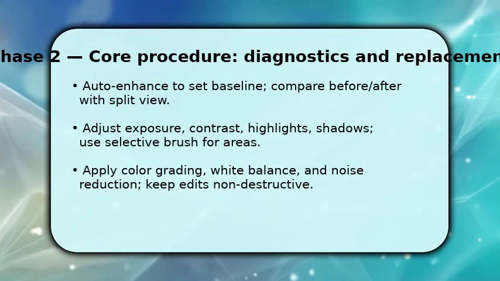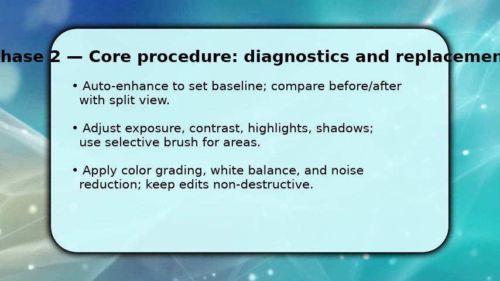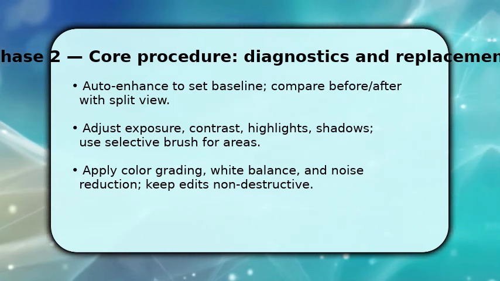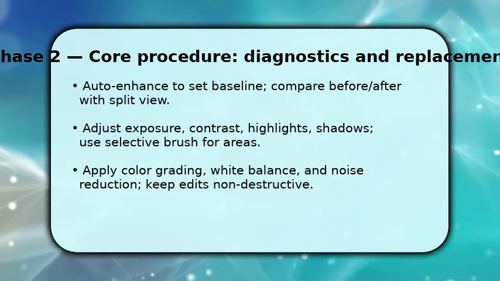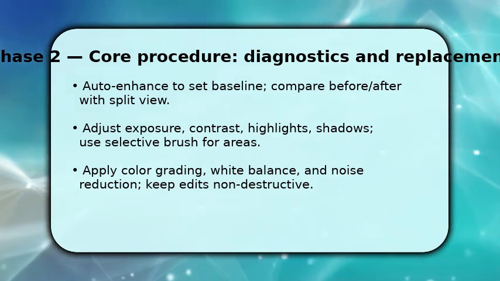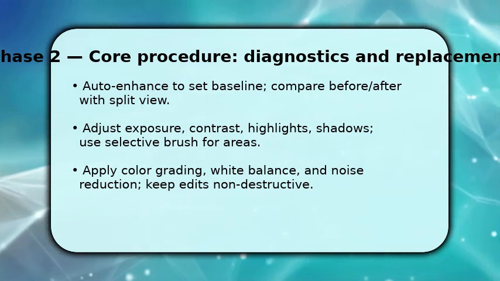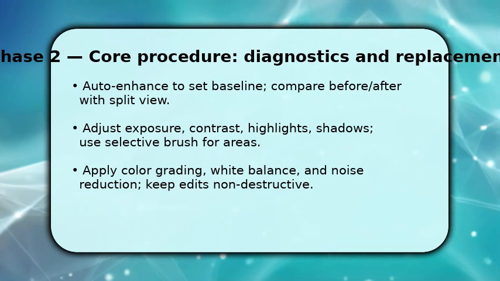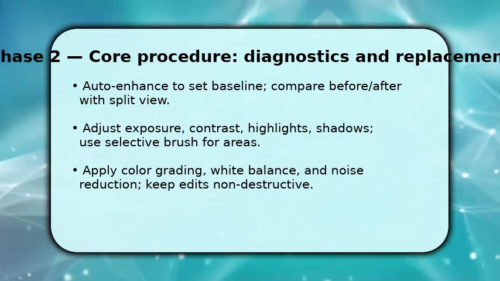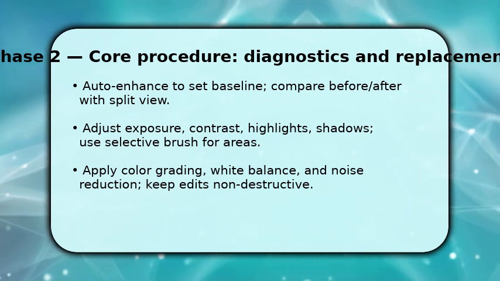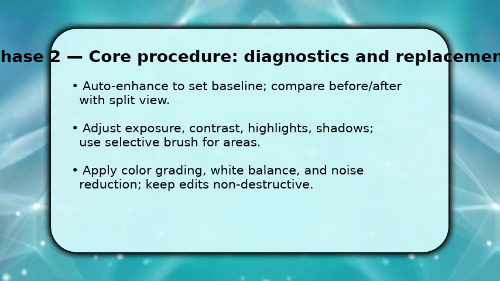You now move into the core workflow, starting with Auto Enhance to create a neutral baseline. Use Split View to compare so you understand the effect. Next, manually refine exposure, contrast, highlights, and shadows. Small moves are often better than extremes because they preserve texture. Use the selective brush to target eyes, sky, or skin without global changes. Then fine-tune color grading and white balance and add noise reduction if needed. Make sure edits remain non-destructive so you can iterate.